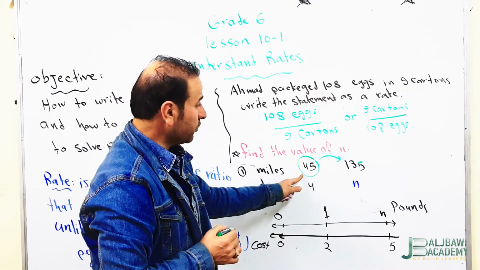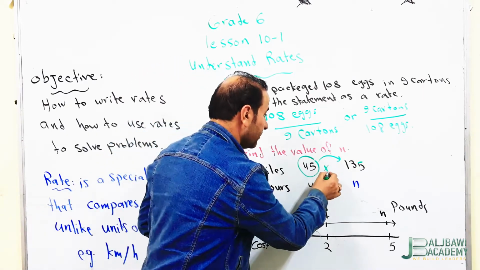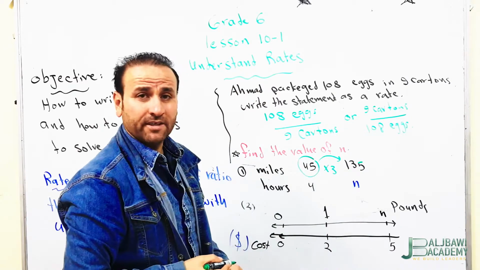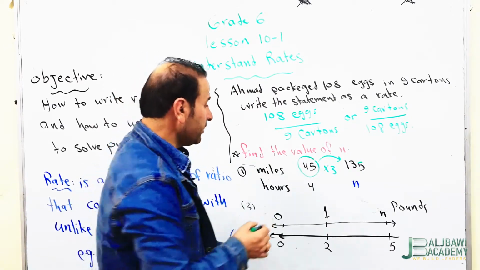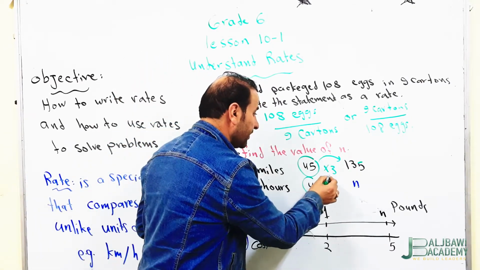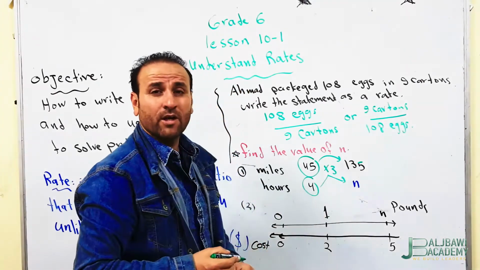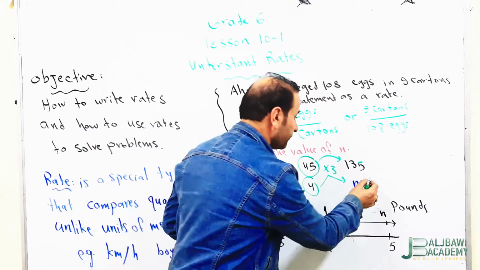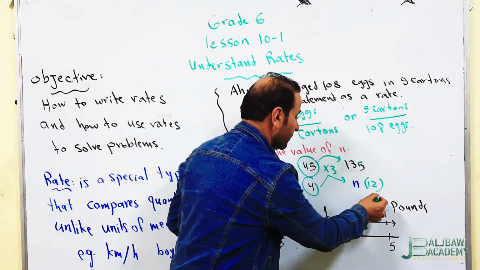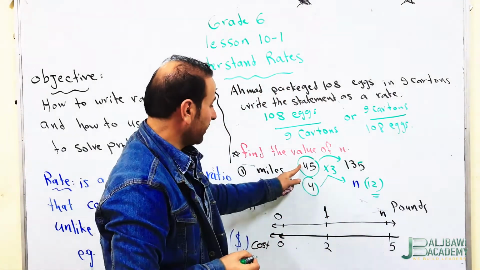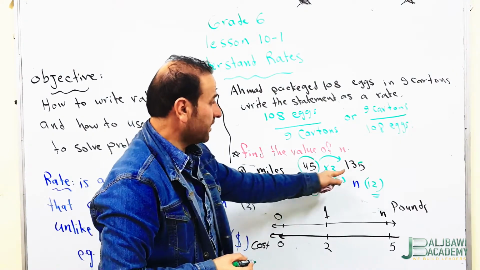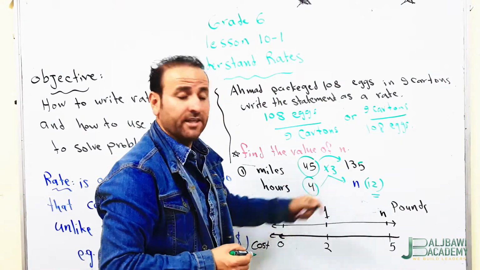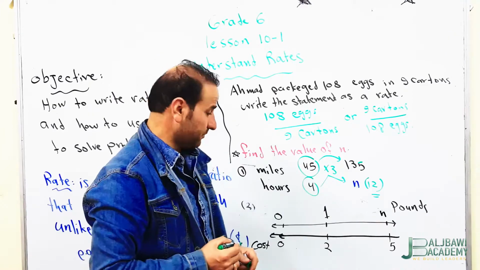If we multiply 45 by 3, we can get 135, yes? So I need to multiply 4 by 3 to know what's the value of n. 4 multiplied by 3 equals 12. So 45 miles, 4 hours. 135 miles in 12 hours.